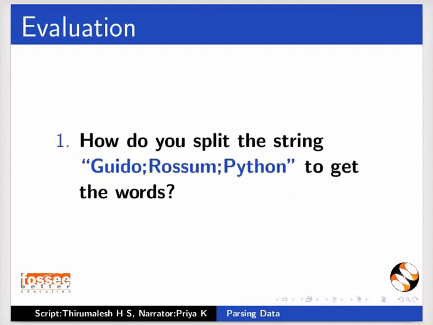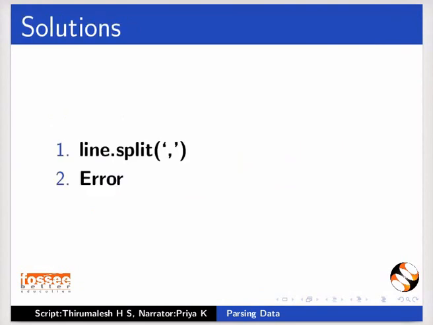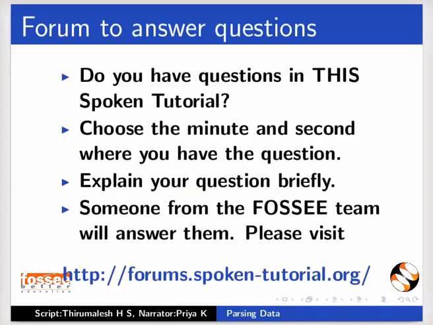Here are some self-assessment questions for you to solve. How do you split the string "Guido, Rosam, Python" to get the words? What does int("20.0") produce? And the answers? First, line.split(','). Second, int("20.0") will give an error because converting a string directly into integer is not possible.